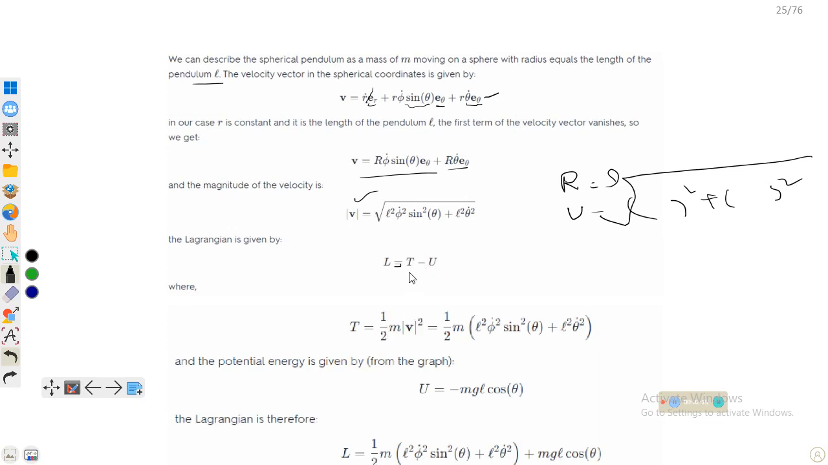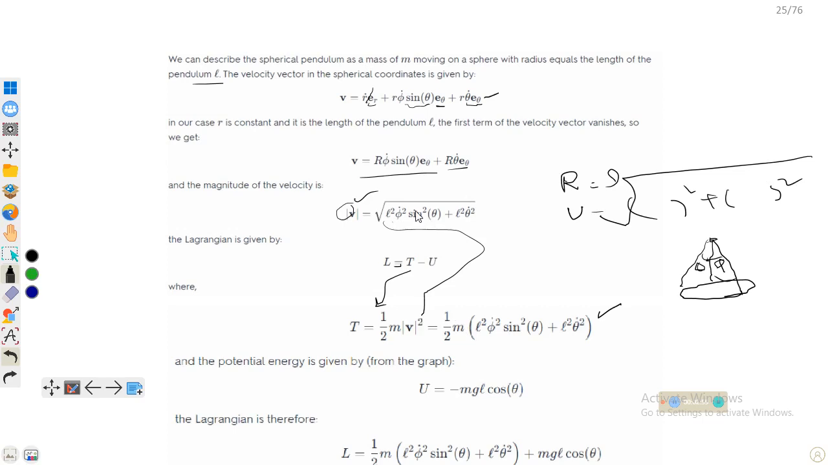So kinetic energy is equal to 1 by 2 m v square, that is m over 2 times v square. We have already found v. Just taking the square on both sides will give v square, and plugging into this equation will give the kinetic energy. Then potential energy U will be equal to minus m g L cos theta, because a spherical pendulum will move in 3 dimensions, at some angle theta and similarly phi, and it will move in a spherical path. So U will be equal to minus m g L cos theta.